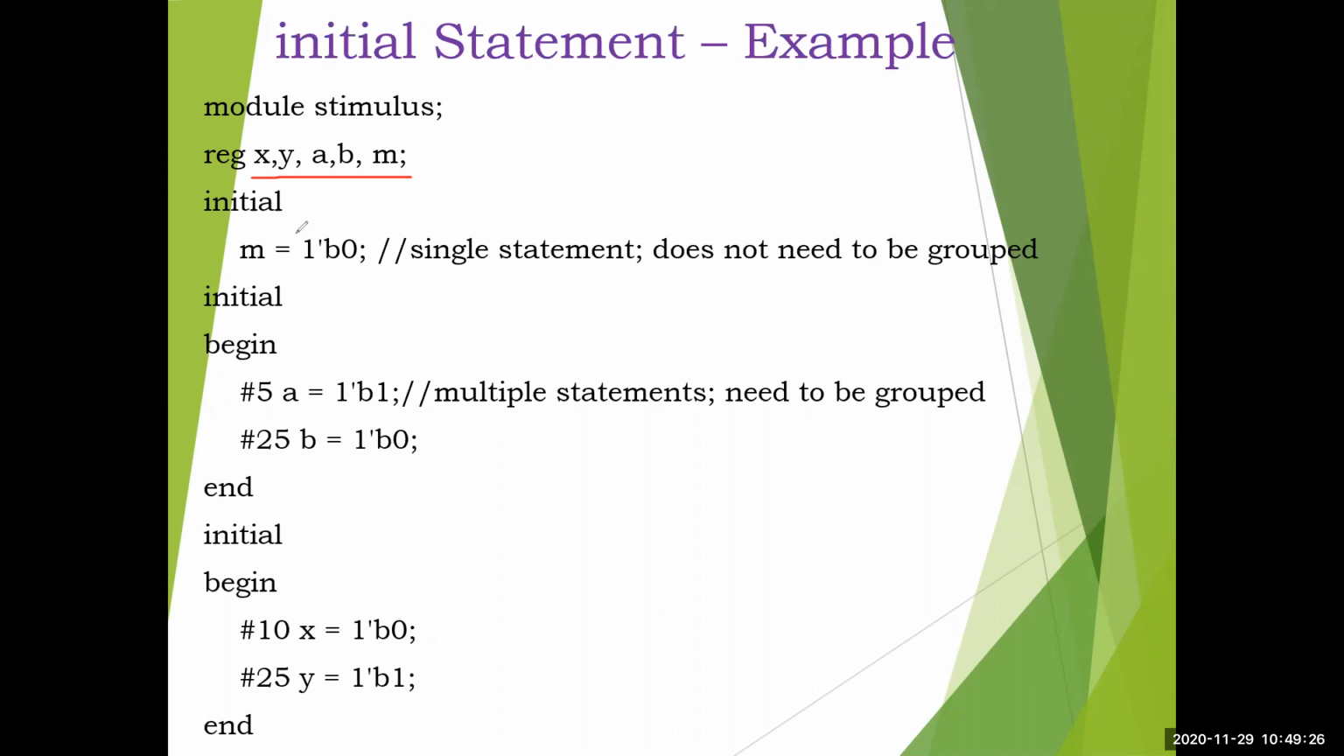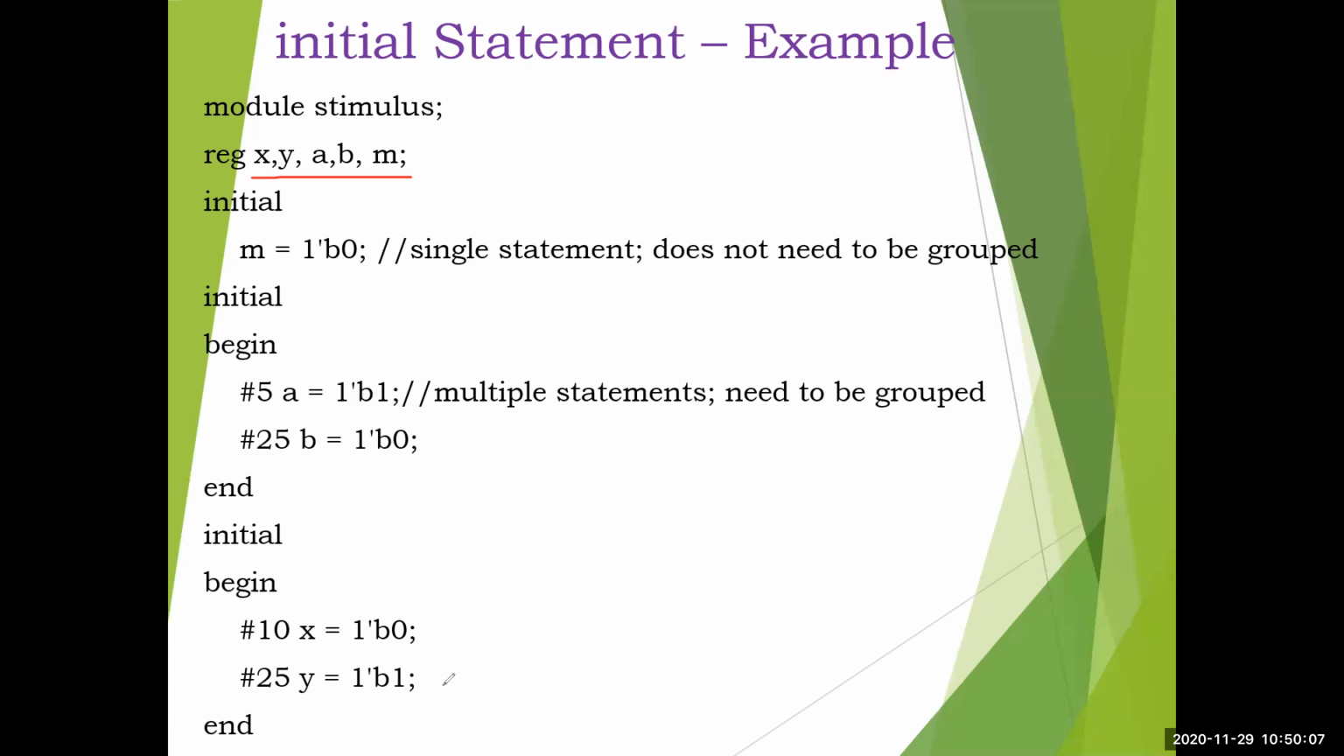In this first initial I have not written begin and end because it is a single statement, it does not need to be grouped. Initial you can write it in a single line also, initial m equal to 1'b0. Just for readability it is written like this. The second block has multiple statements, that's why begin and end is compulsory here, otherwise error. So #5 a equal to 1'b1, #25 b equal to 1'b0. On the second block I have used a and b, first block m, next block x and y I have used. Next again you have multiple statements, that's why begin and end used. So #10 x equal to 1'b0, #25 y equal to 1'b1.